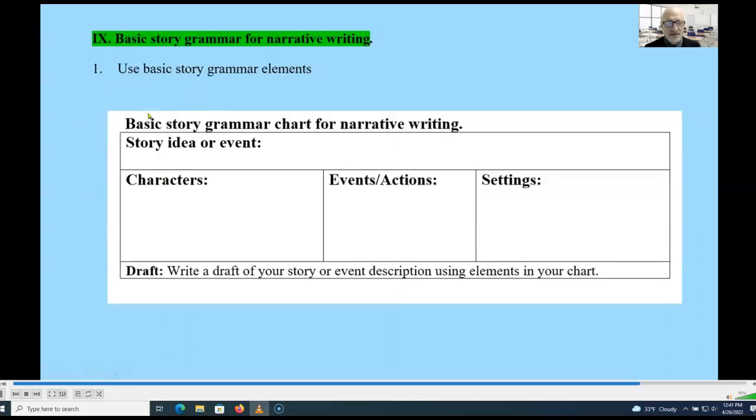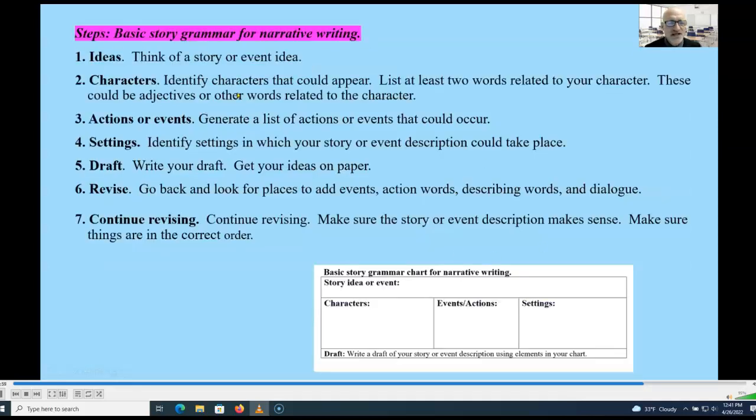Basic story grammar. Characters, events, and setting. And again, it helps you think in terms of the whole. You've got your story idea. You may want to describe a couple events, describe a character, and the settings. Characters, if they're older students, I like them to list at least 2 words related to their characters. It adds a little depth and dimension. Generate actions or events, and settings you'd like the story to take place. And then you use that to write your draft.